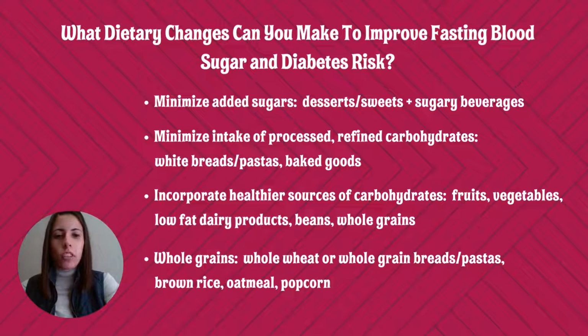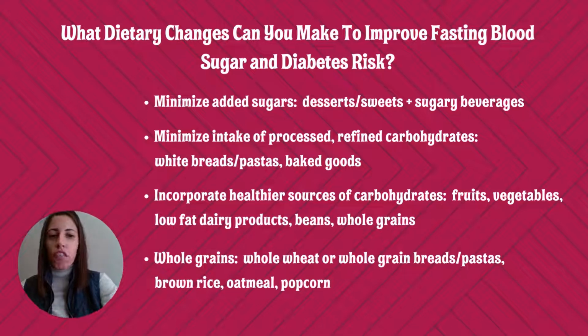And so whole grains, those are things to look for that say whole wheat or whole grain either on the ingredient list or on the front of the packaging somewhere. So doing whole wheat or whole grain breads or pastas is a really easy swap out you can do, as well as brown rice instead of white rice. And then things like oatmeal and popcorn are also whole grain products.